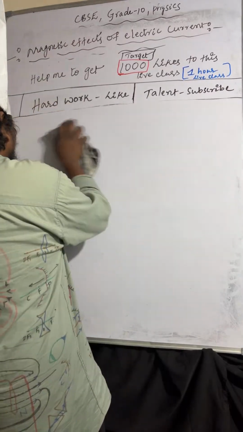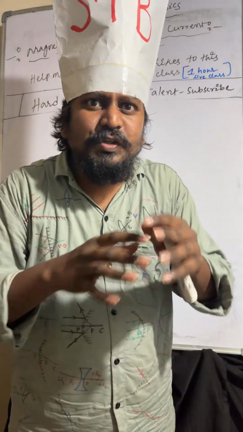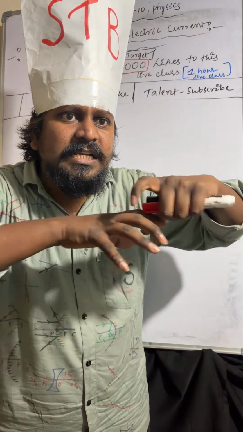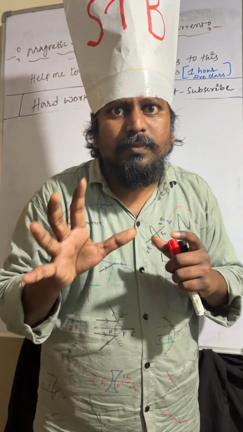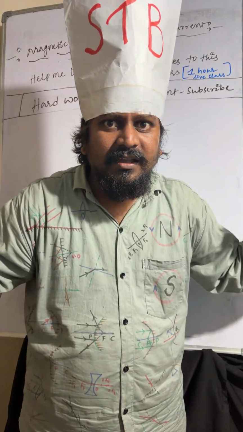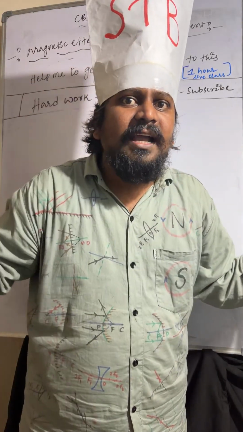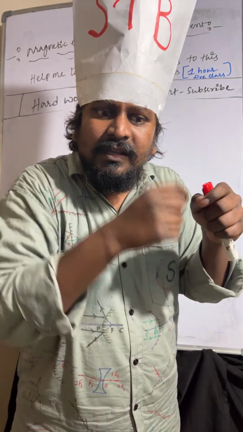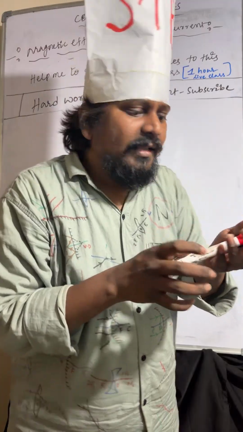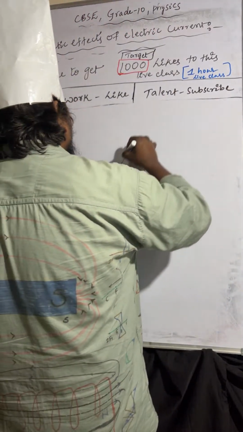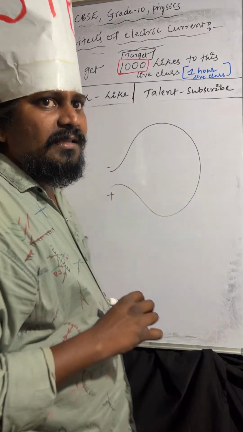So just now I took the straight conductor. But this time I'll take a loop. Bend the copper wire in the form of a loop. Yes or no? Then it will be like this. This is plus and minus.